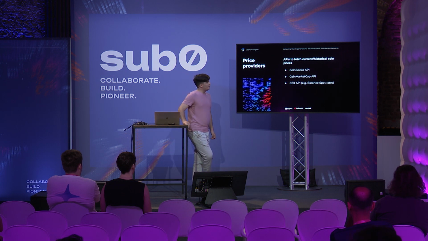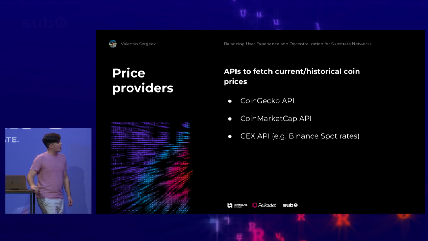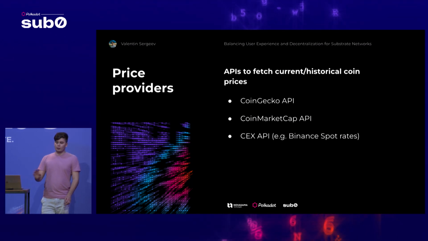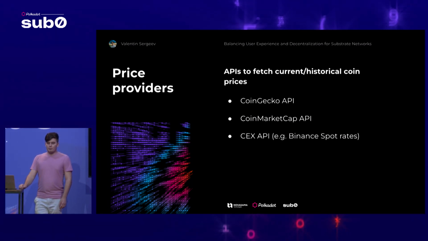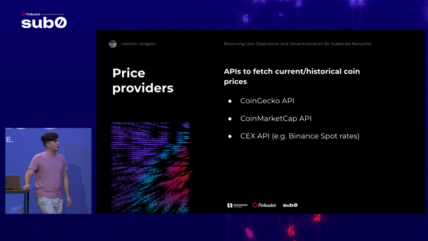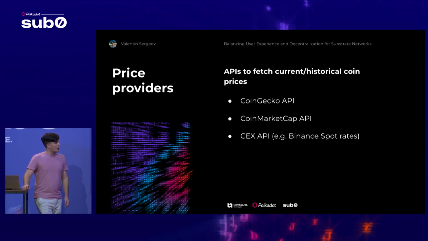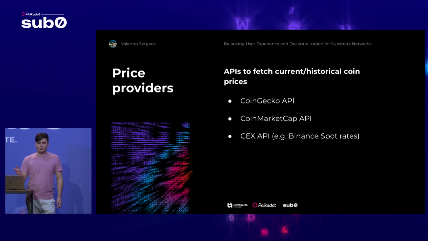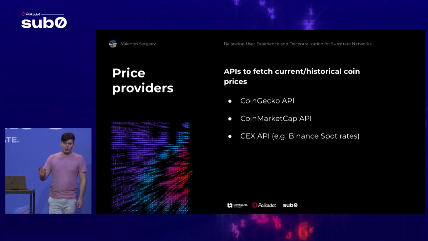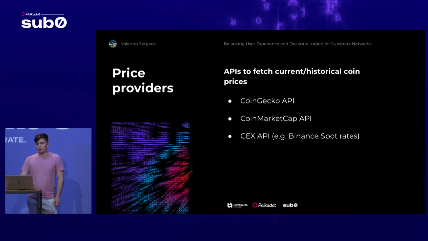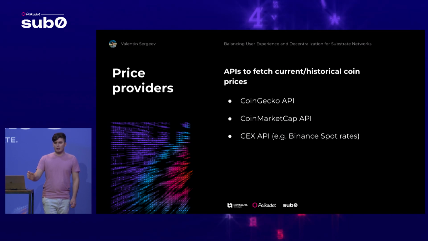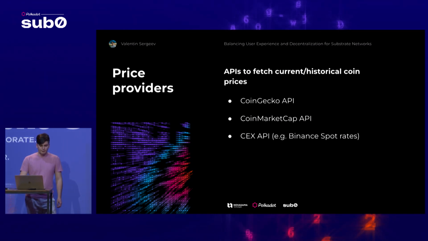The second group of off-chain data providers are price providers. They are useful because blockchains usually don't have a notion of price for a token, so it's useful to use these providers in order to enhance user experience. CoinGecko and CoinMarketCap are aggregated APIs which offer you averaged prices over multiple sources, but at the same time they are updated only about every half a minute, so they might not suit all use cases. So you might consider using CEX APIs directly, for example Binance Spot Trades, which is real time and can be updated once a second or so.